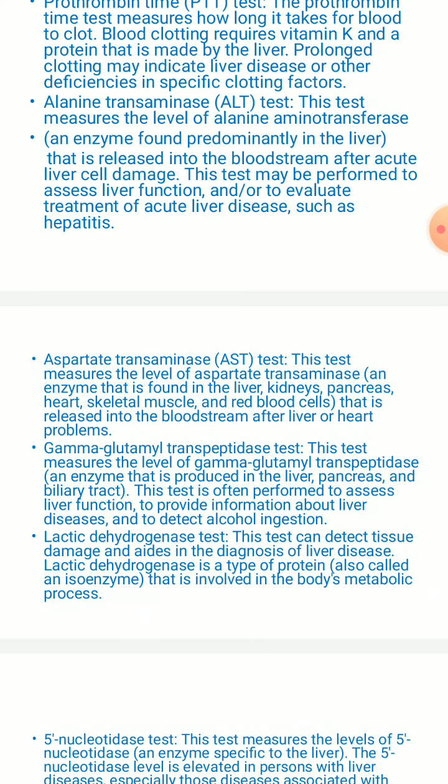Coming to the next, the AST test, that is the aspartate transaminase test. This is a test we do to measure the level of the aspartate transaminase enzyme. This is an enzyme which is found in the liver, of course, and also in the kidney, pancreas, heart, skeletal muscles, and even the red blood cells contain this enzyme, AST. This is also going to be released into the bloodstream only after liver or heart problems arise.